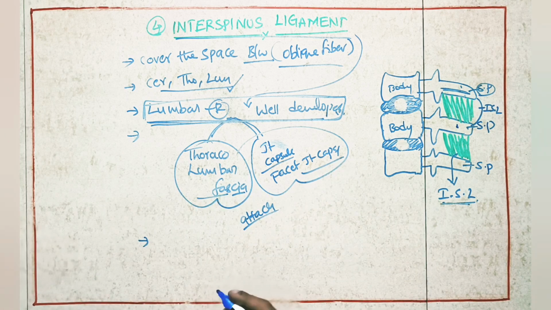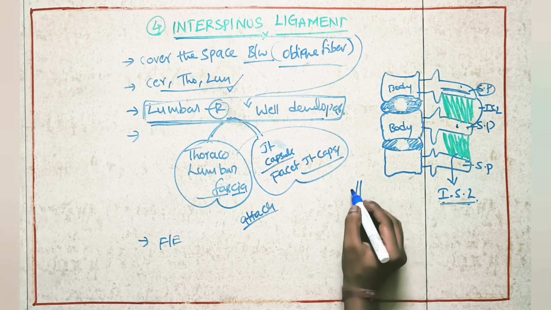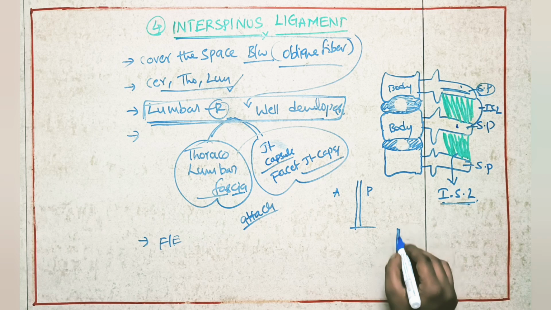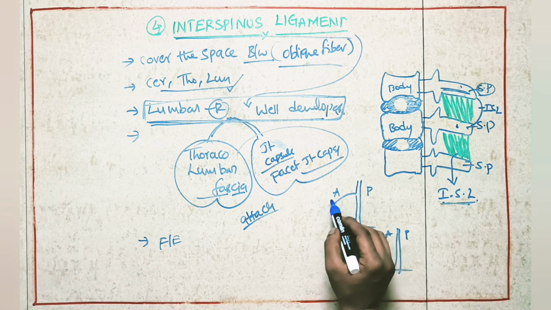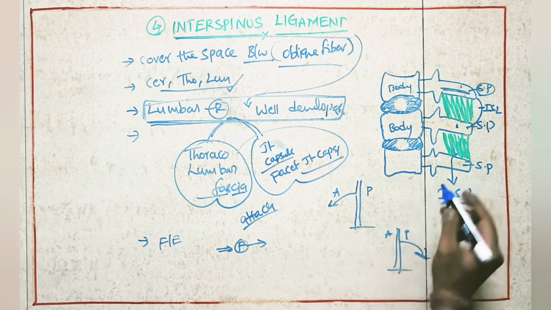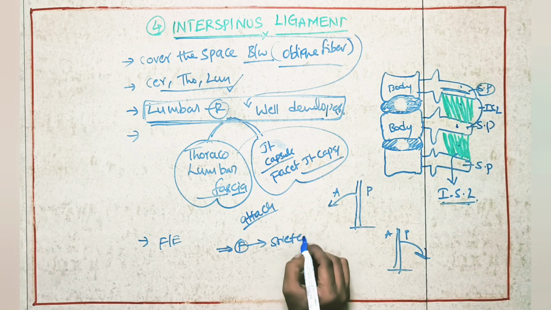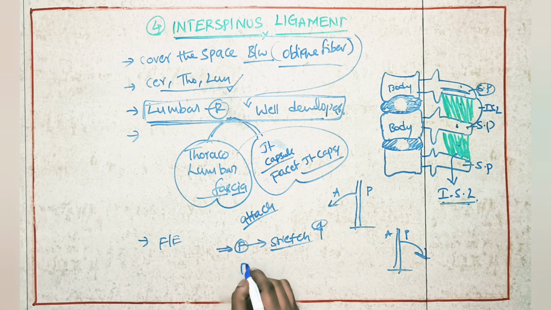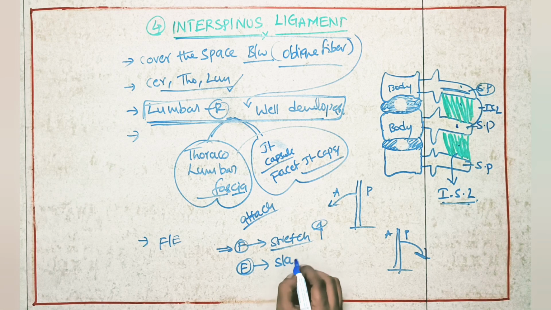And one more point, as we discussed for flexion and extension. Suppose if we take one vertebral column, if this is anterior, this is posterior, and this is one more vertebral column, this anterior, this is posterior. If the patient is doing flexion, if the patient is doing extension. When the patient is doing flexion, these ligaments will stretch. Length will increase. If the patient is doing extension, the ligaments will be slack. That means loose. So this is one point.